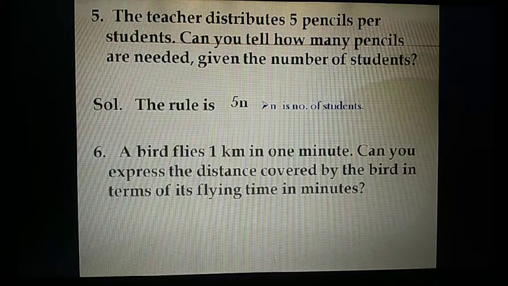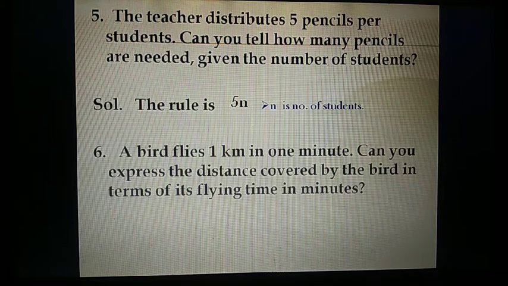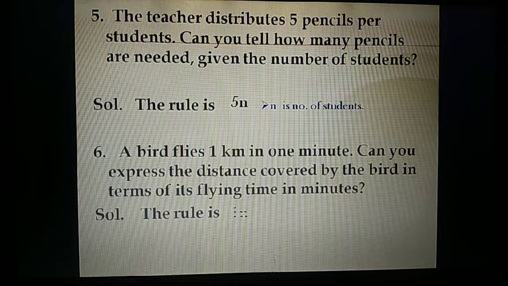Question number 6. A bird flies 1 kilometer in 1 minute. Can you express the distance covered by the bird in terms of its flying time in minutes? So in 1 minute, a bird covers 1 kilometer. In 2 minutes, it will cover 2 kilometers. In 3, it will cover 3 kilometers. So again, taking n as the number of minutes, it will cover n kilometers, or you can write 1n kilometers. This is a general rule.